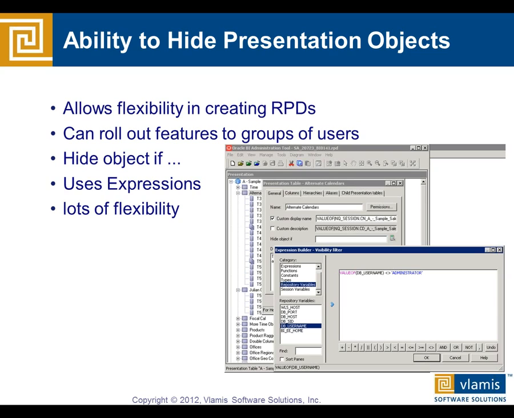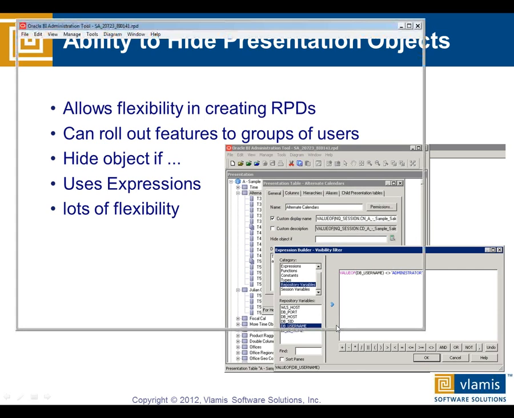It allows it to roll out the features to groups of users, and that's done via this hide object if type of capability that's in the presentation table area. You can use expressions for that, and lots of capabilities in this expression builder. There's lots of flexibility in that capability. Let me just show that real quick so you can see what that looks like in BI Admin Tool.